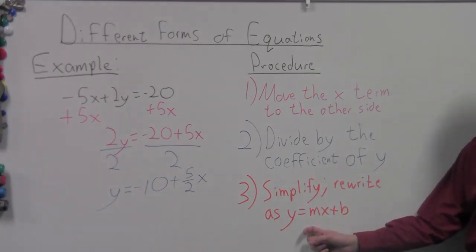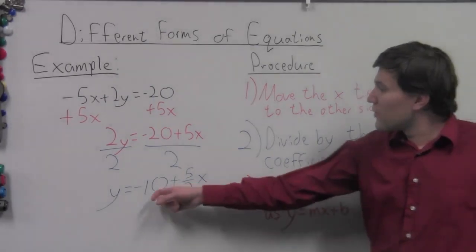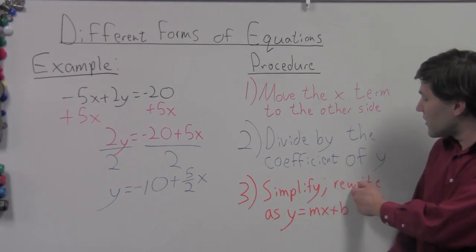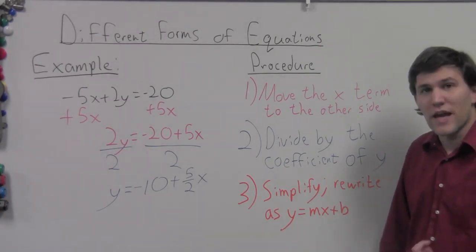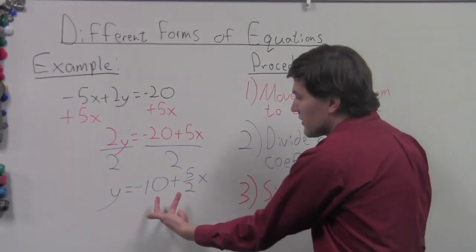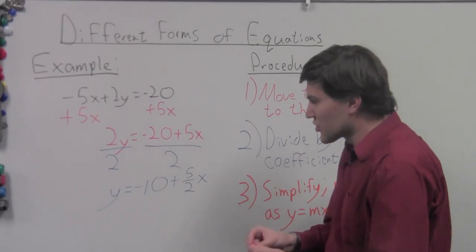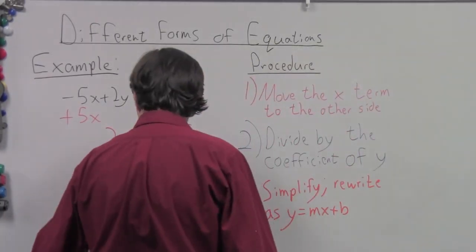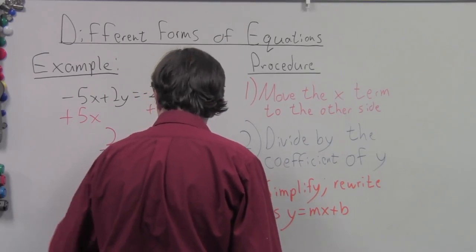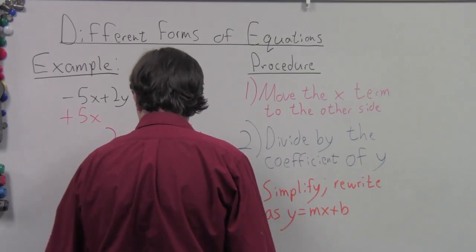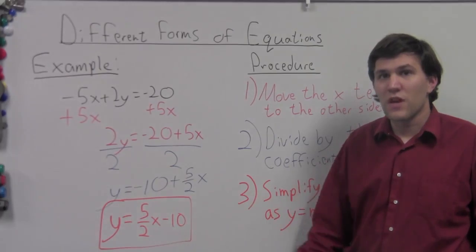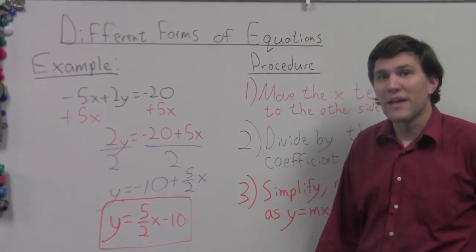Our last step is to simplify if we need to. We've already taken care of our division, so we're all right there. And then we rewrite this as y equals mx plus b. So we're just going to use the commutative property to swap the order of the addition and subtraction. And our final answer is y equals 5 over 2x minus 10.